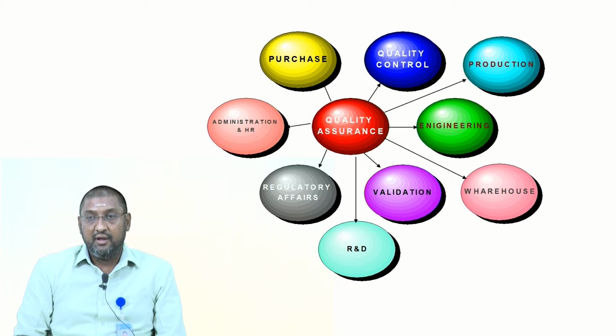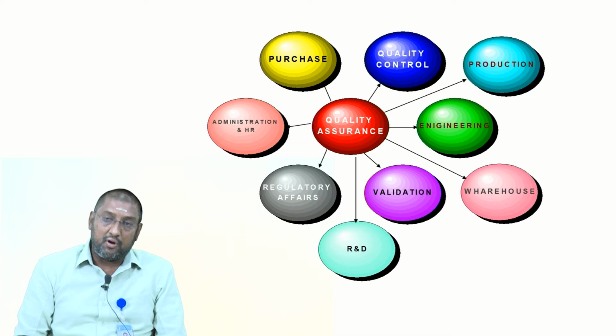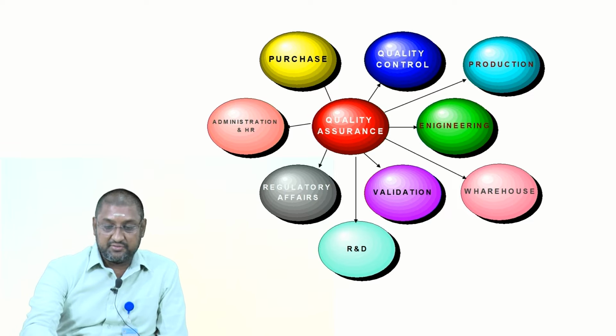Assurance Department. Let us say the Quality Assurance Department has wide interlinks with all the departments of the pharmaceutical industry. One is the Purchase Department, Quality Control, Production, Engineering, Validation, R&D, Regulatory Affairs, and Administration and HR. So, the Quality Assurance Department has a wide link with all the departments of the pharmaceutical industry.